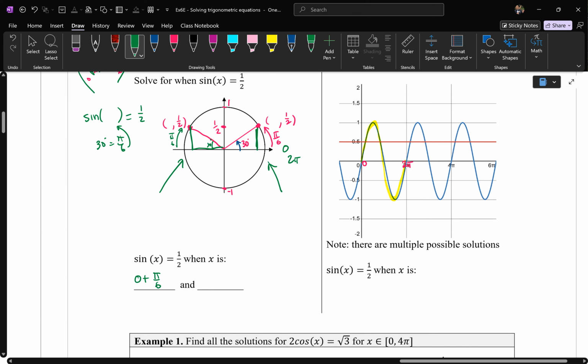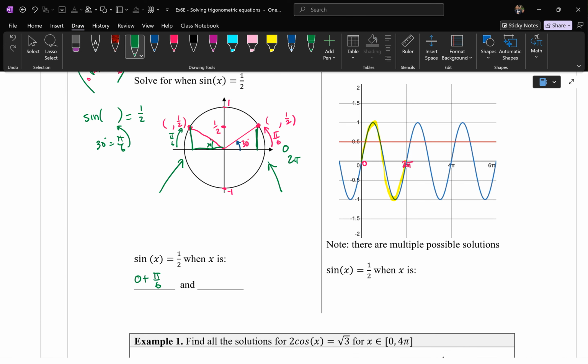And my second one, yes, Albert? Beautiful. This is starting at pi, and I'm going back by pi on 6, so it should be pi minus pi on 6, which simplifies to 5 pi on 6.